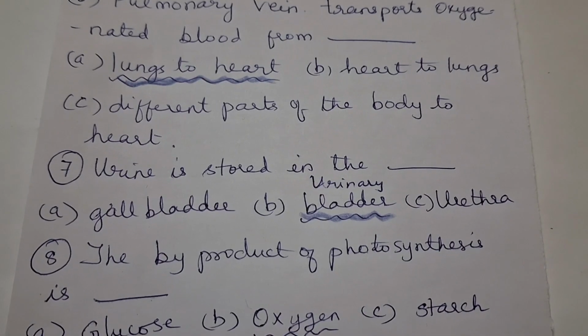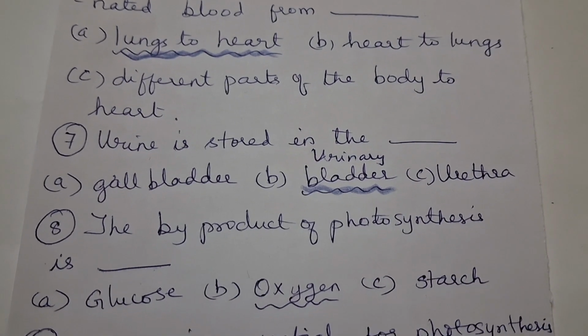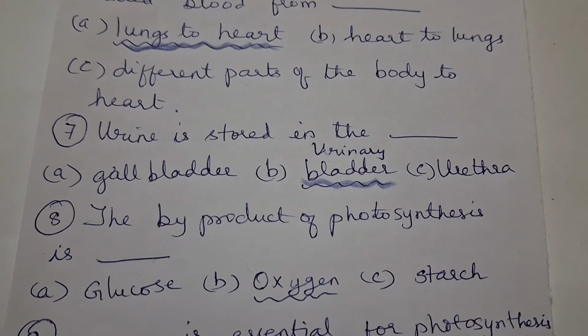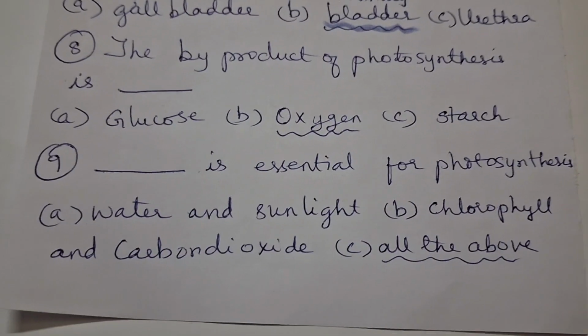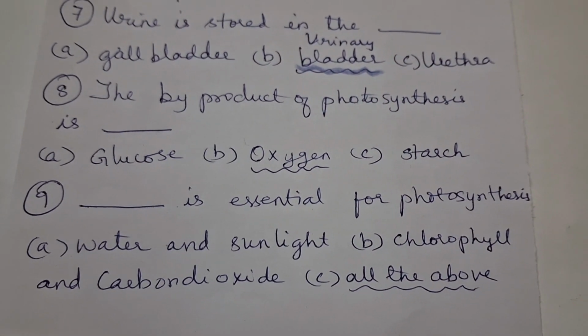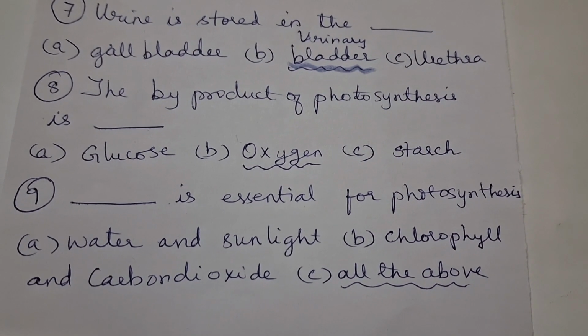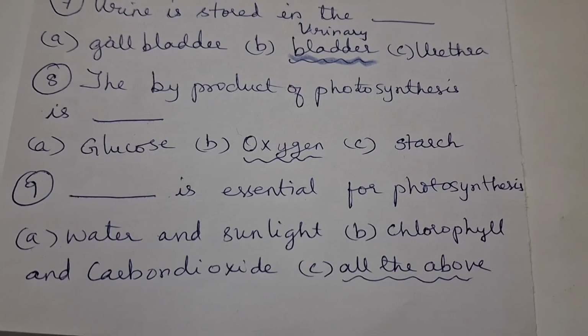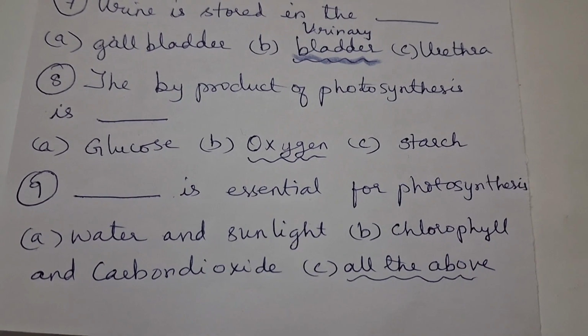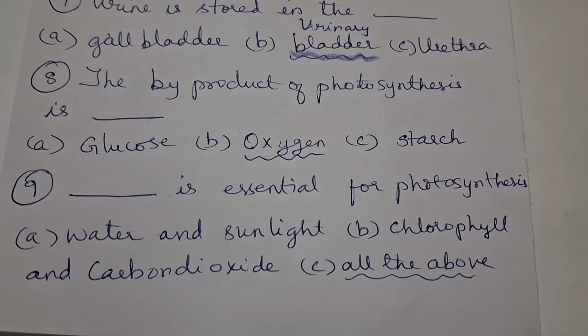The byproduct of photosynthesis is dash. Glucose, oxygen, starch. The answer is oxygen. Dash is essential for photosynthesis. Water and sunlight, chlorophyll and carbon dioxide, all the above. So the answer is all the above. All the four things are essential.